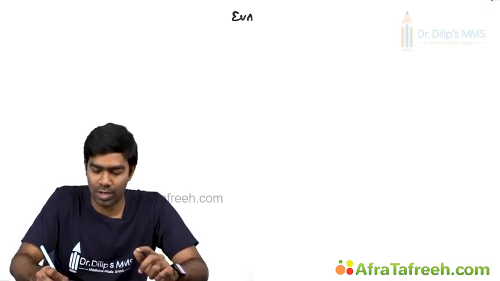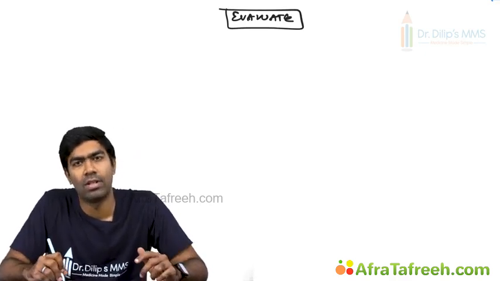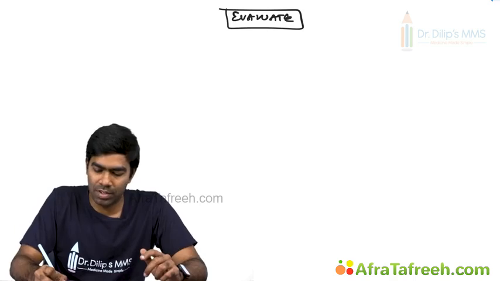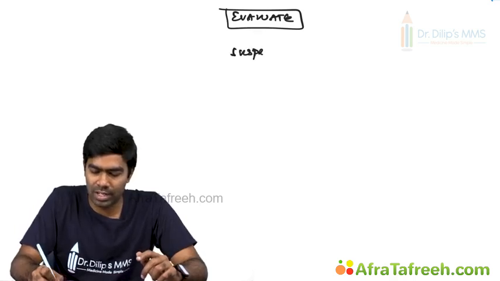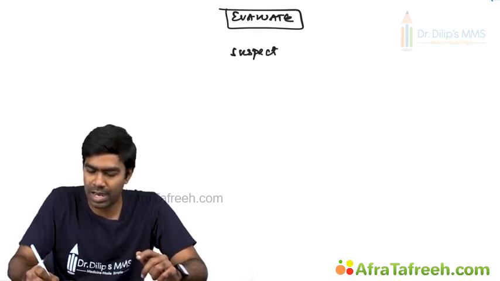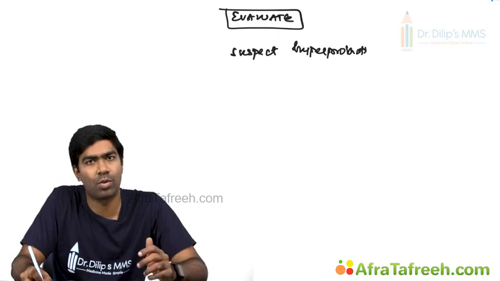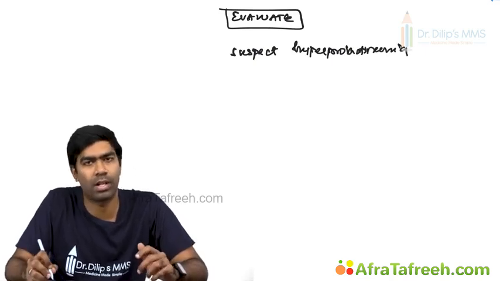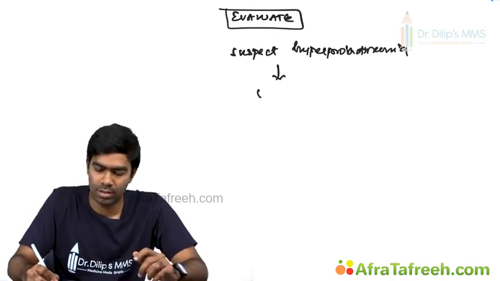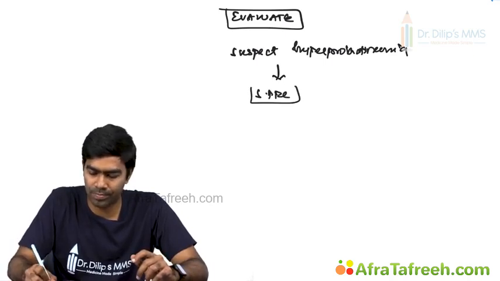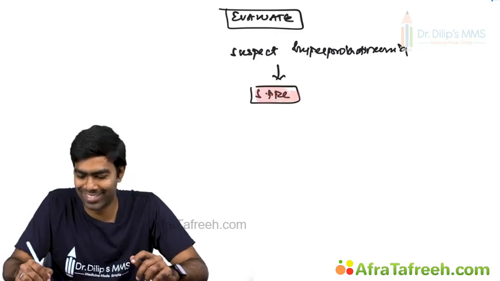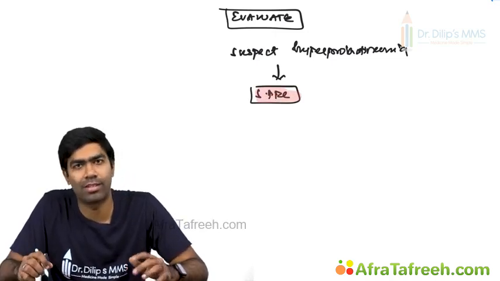So how will you evaluate now? What are the ways to evaluate a case of hyperprolactinemia? Whenever you have a clinical suspicion of hyperprolactinemia, which means the patient will have some gonadal dysfunction, you suspect hyperprolactinemia. The next test you're going to do is a serum prolactin. Yes, you do serum prolactin.